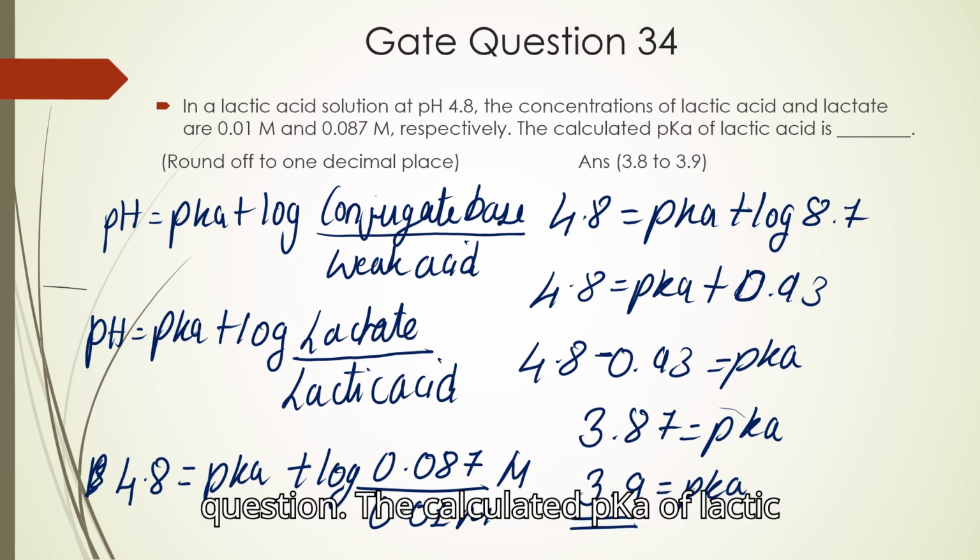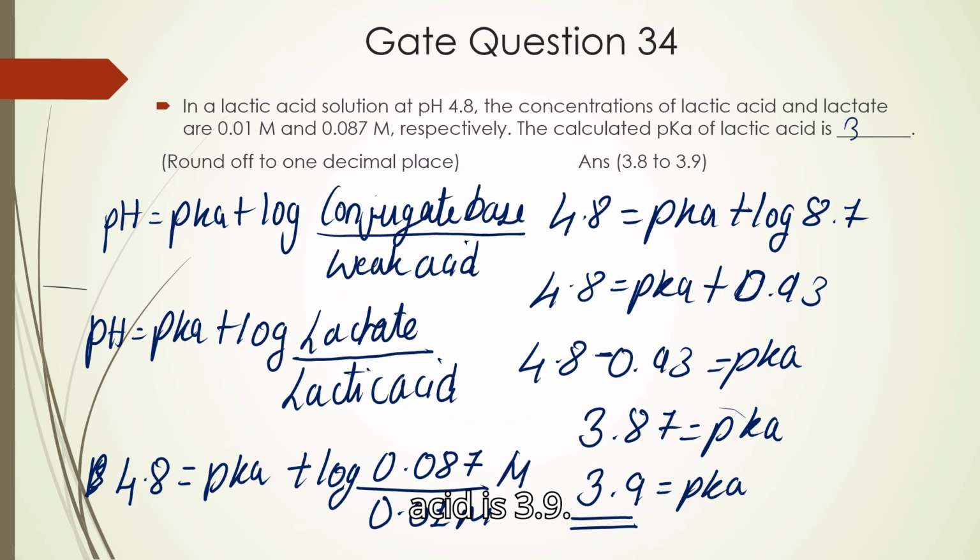The calculated pKa of lactic acid is 3.9. That's it.